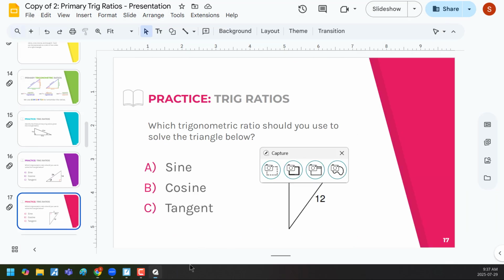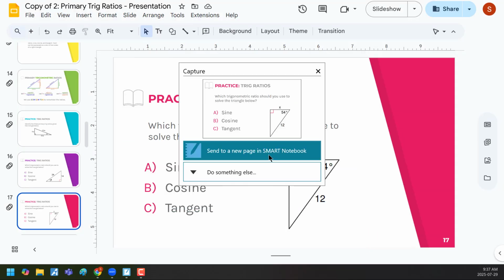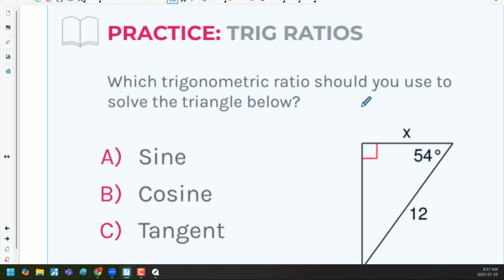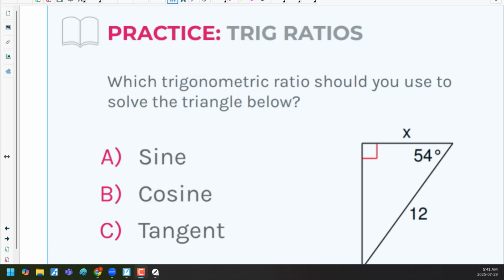So now this is your turn. I'll make a poll. So go ahead and do your best. So these are your results. So 2 of you said sine, 4 of you said cos, 2 of you said tan. So pretty diverse. Let's see what the answer is.